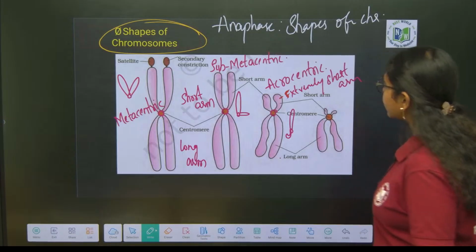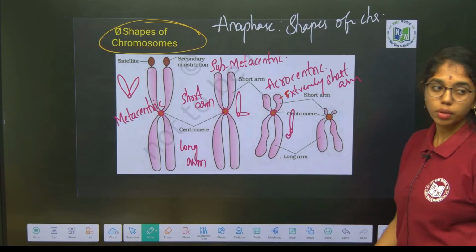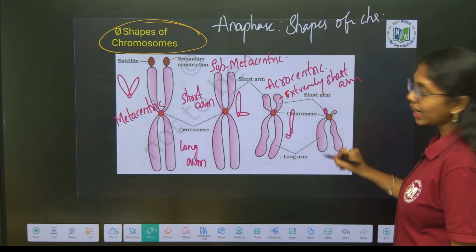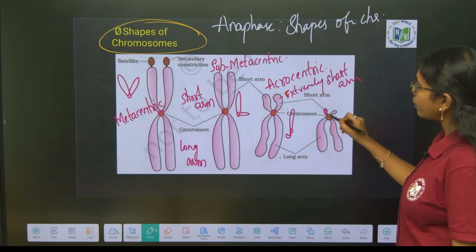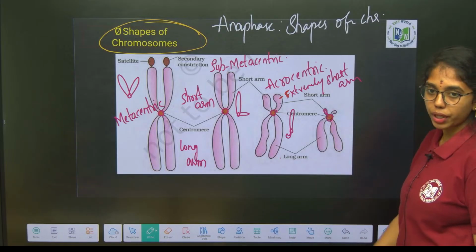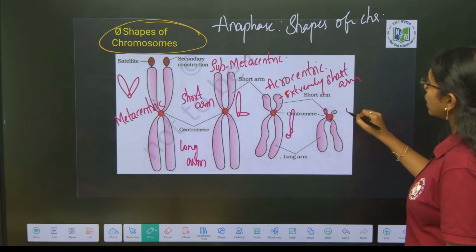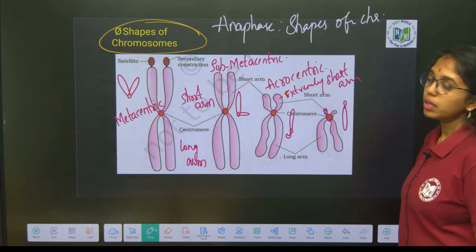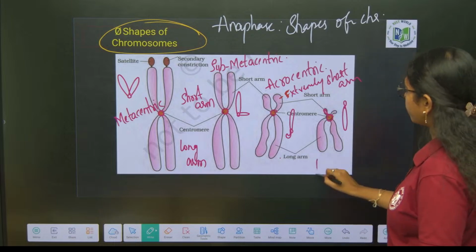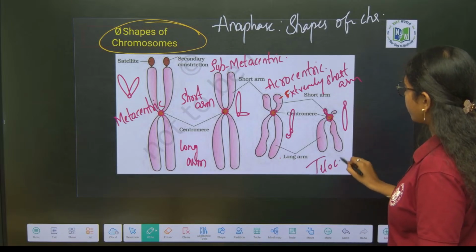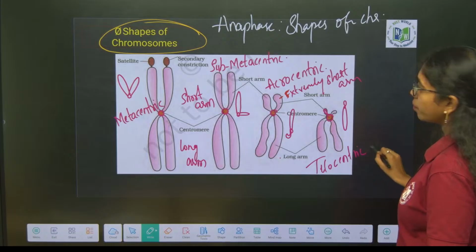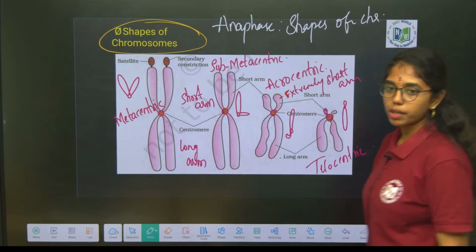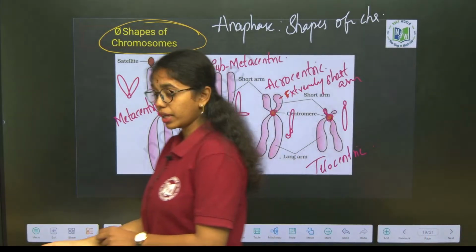Next, last is the telocentric chromosome, where one arm is very negligible and the other is a very long arm with the centromere at the end. So this will result in what shape? I shape. This is the telocentric chromosome. Fine. So are you clear with the shapes of the chromosome? Are we missing out anything?